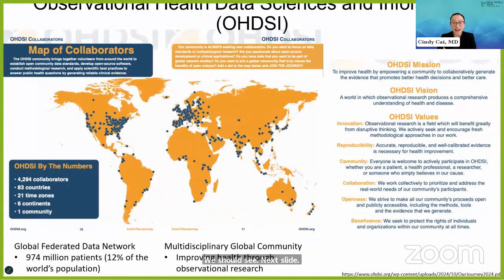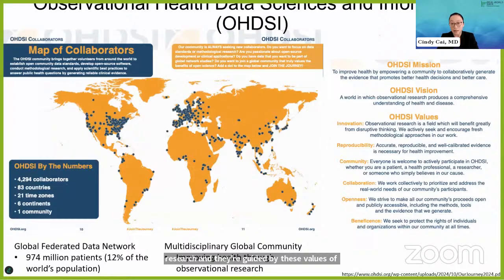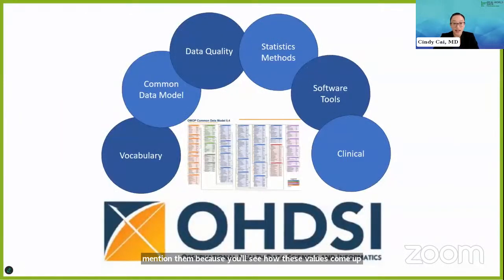As Michelle mentioned, Odyssey is a global community. Yes, it's a global federated data network, but more importantly, it's a community of individuals with this vision of improving health through observational research. They're guided by these values of innovation, reproducibility, community, collaboration, openness, and beneficence. I take the time to mention them because you'll see how these values come up when we do these network studies. It's a multidisciplinary community all focused on working around this OMOP common data model.